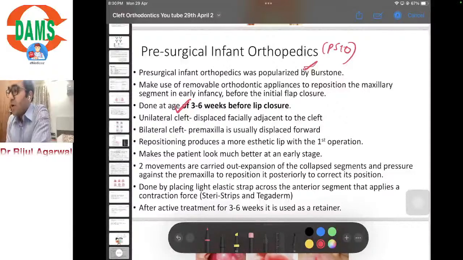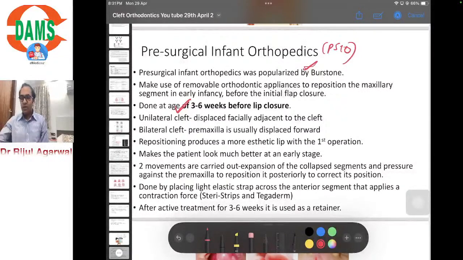So what is done in PSIO? In unilateral cleft, there is defective fusion, so there is displacement facially towards the cleft side, adjacent to the cleft. And in bilateral clefts, the premaxilla is protruding forward. So what is the aim of pre-surgical infant orthopedics? It is to reposition these segments back to their original position so that the surgery could be done easily, and it makes the patient look better at an early age.